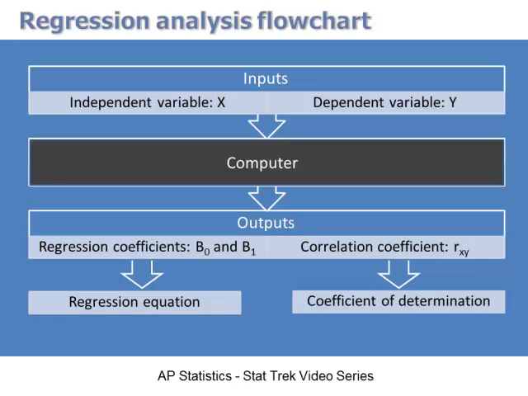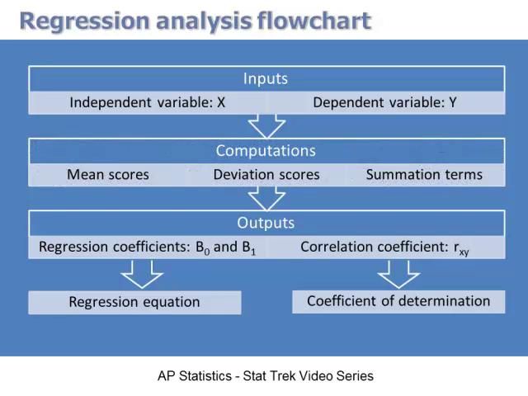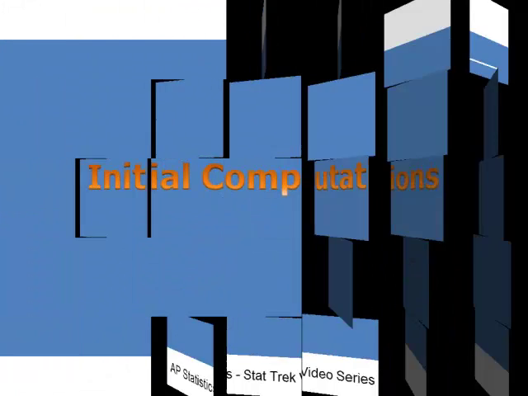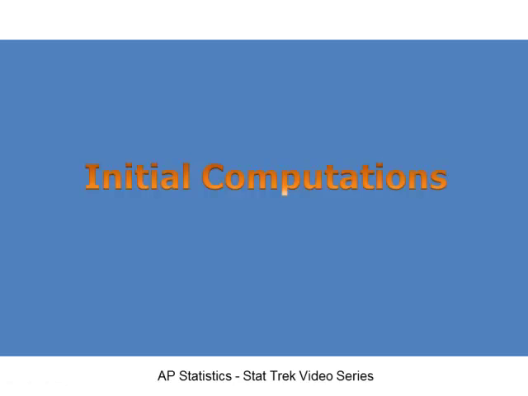In this lesson, we're going to show you what goes on inside the black box. You'll see how the computer uses the raw data to compute mean scores, deviation scores, and summation scores, and how they go into various formulas to produce all of the regression outputs. In short, you'll see the gory details of what it takes to conduct a regression analysis. In this section, we are going to complete by hand the initial computations that are normally handled by a computer.